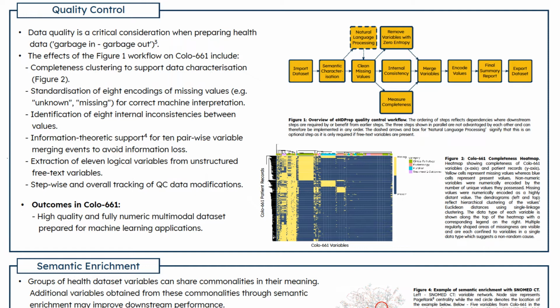There were several free text variables in COLO661, and so we built on the quantdata package to extract structured information from these unstructured variables. These structured variables recorded the presence of a word or groups of words which appeared near each other in the free text. This was able to extract relevant information on medications and family history of cancer. Overall, these methods produced a high quality and fully numeric multimodal dataset which is ready for machine learning applications.